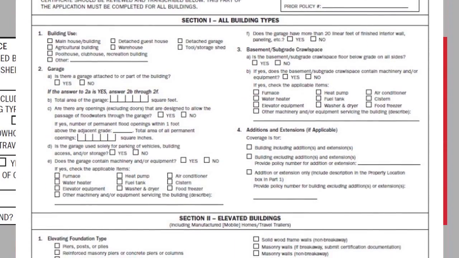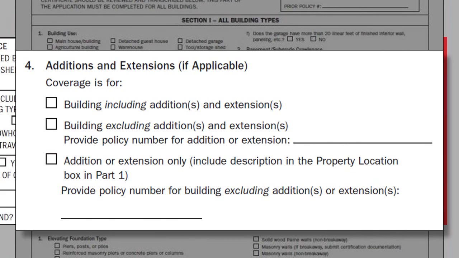On page 2, section 1 of the flood insurance application, additional information is needed. In section 1, number 4, under additions and extensions, we must indicate what the coverage is for. Is it the building, including the addition or extension? The building excluding the addition and extension, or the addition or extension only? And please be sure to provide the policy number. For more guidance, refer to the General Rules section.